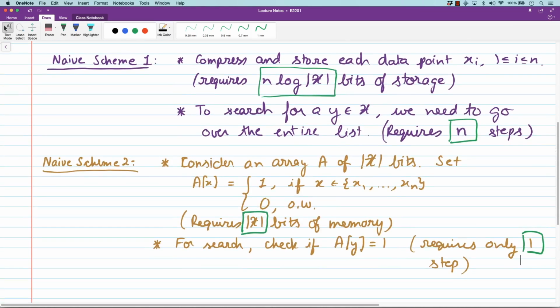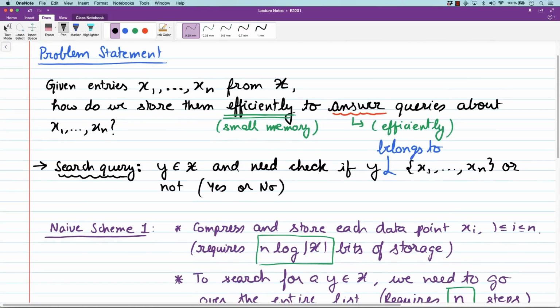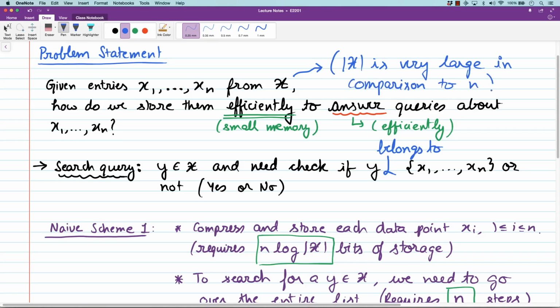Sorry about this. So here itself we should say that mod x is very large: the large number of tokens possible in comparison to the number of entries that you have.